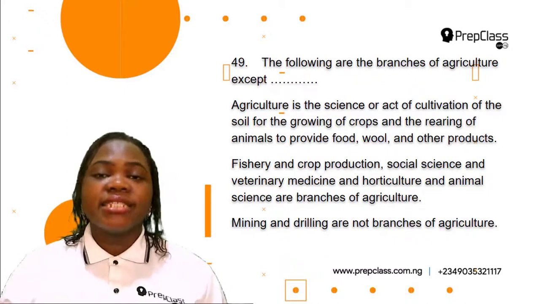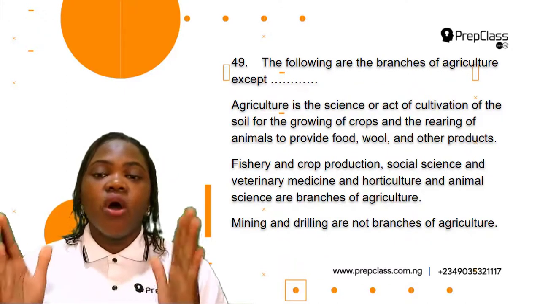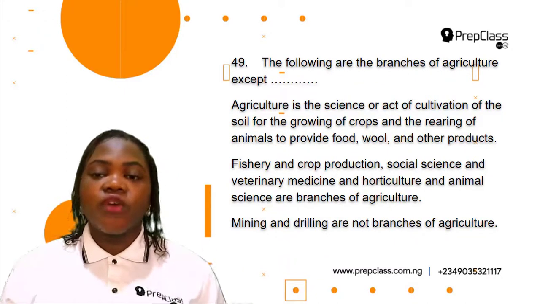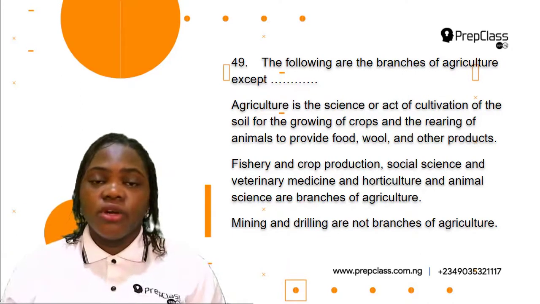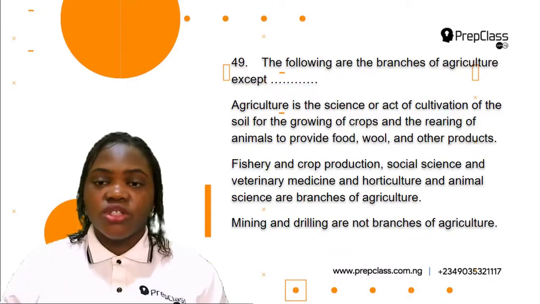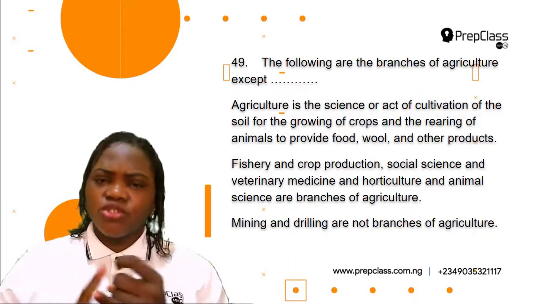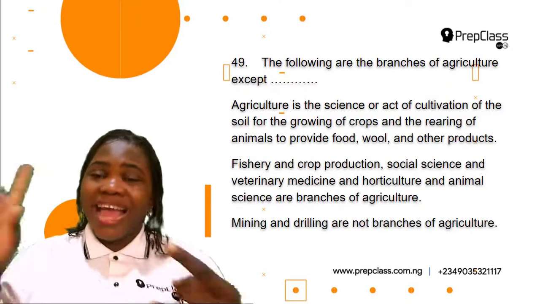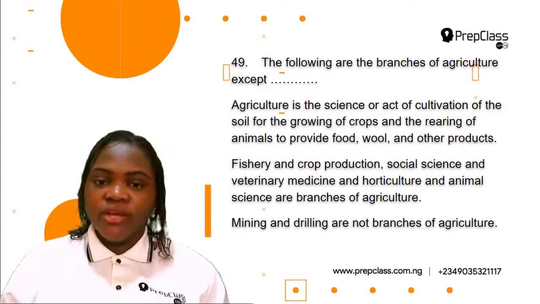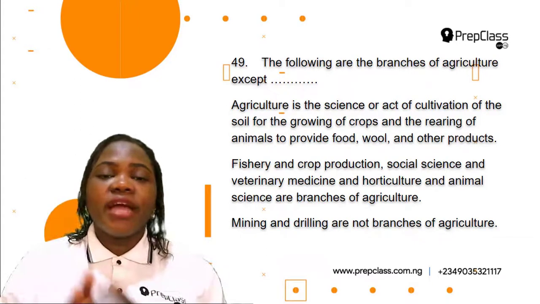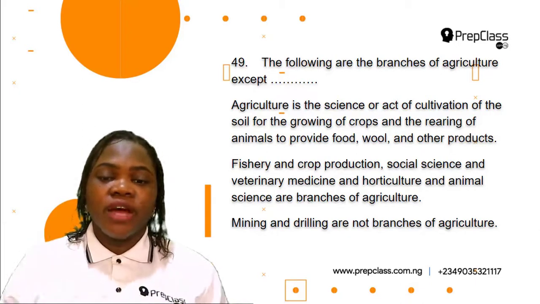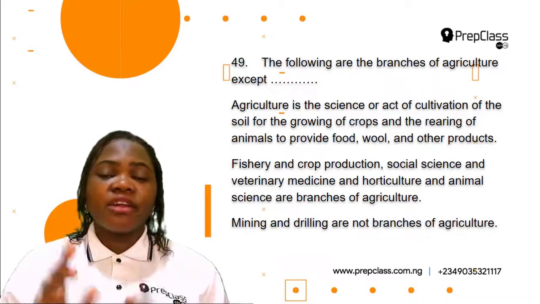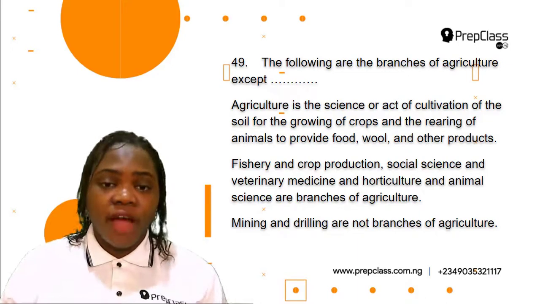Agriculture is the science or art of cultivation of the soil for the growing of crops and the rearing of animals to provide food, wool, and other products. So we have said this in the previous question. So now agriculture has to do with growing of crops and rearing of animals, right? So this means that we have to find which of the options does not involve the growing of crops and rearing of animals. So fishery and crop production are branches of agriculture.